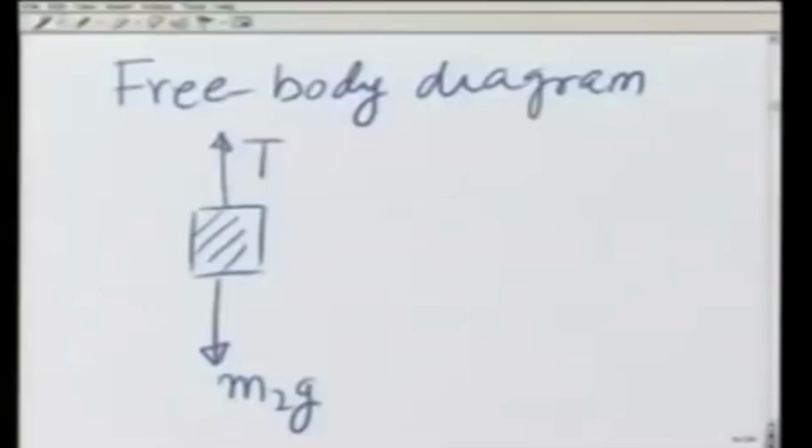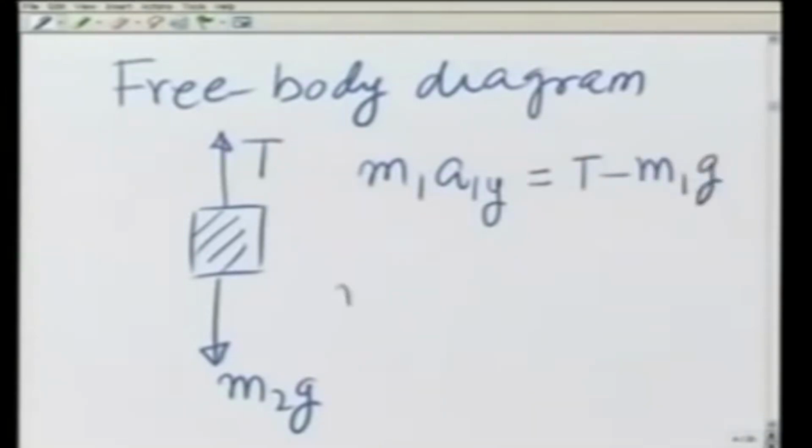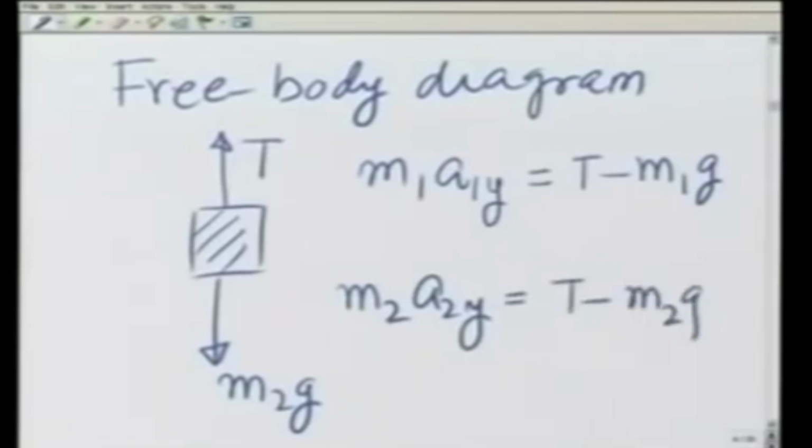Now let us write the equations of motion. If you recall from the previous slide, the m1g and m2g are acting down and T is acting up on both the bodies. So equation of motion is going to be m1 a1 in y direction is equal to T, which is pulling it up, minus m1g. m2 a2 in y direction is equal to T minus m2g.